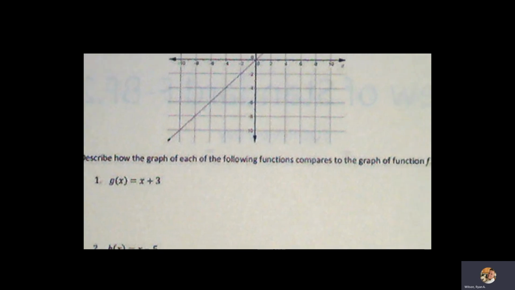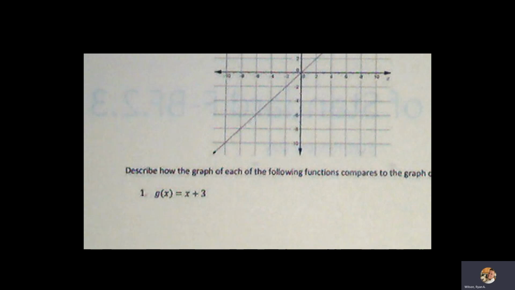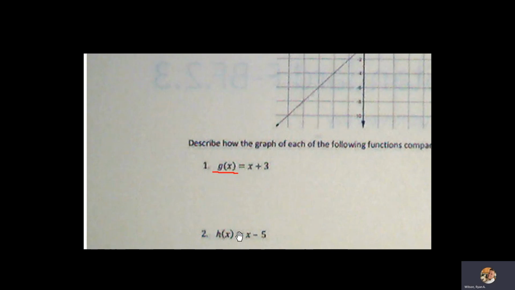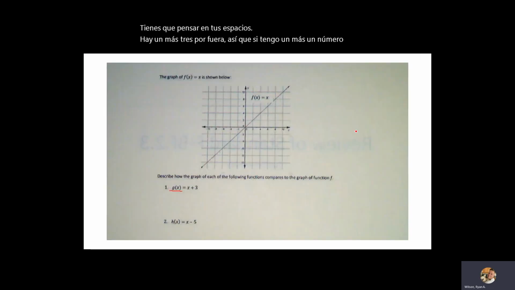Let's look at what the question asks us. Describe how each of the following functions compares to the graph of function f of x, okay? So this is the new function that they're talking about, g of x, and they have a plus 3 on the outside, all right? If they have a plus 3 on the outside, you have to think about your spaces. So if I have a number on the outside, I'm either moving up or down on the y-axis. If it's a positive, I move up on the y-axis, okay?